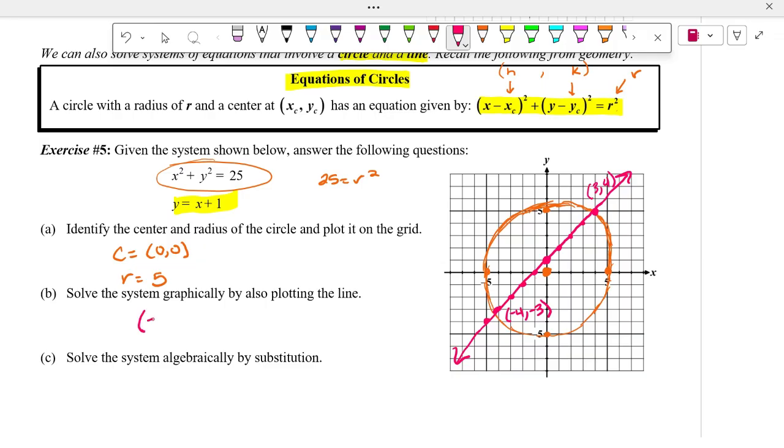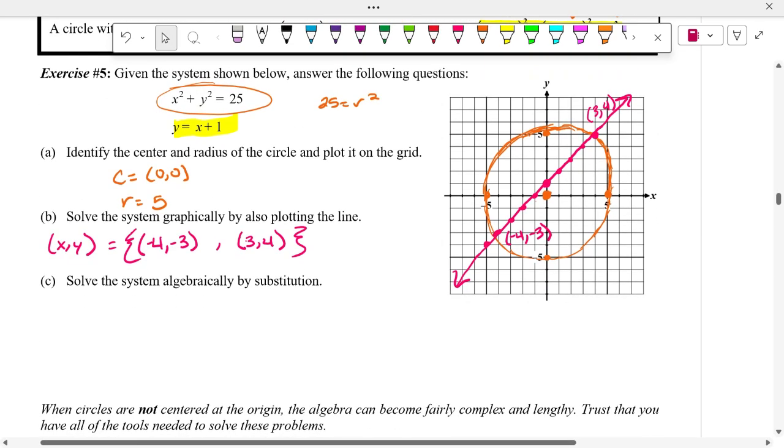That's why typically if you have to solve graphically, I recommend using a graphing calculator of some shape or form just to get it exact, because a lot of times drawing it by hand, it's not pretty. So those are our points of intersection. So that's what x, y is equal to.